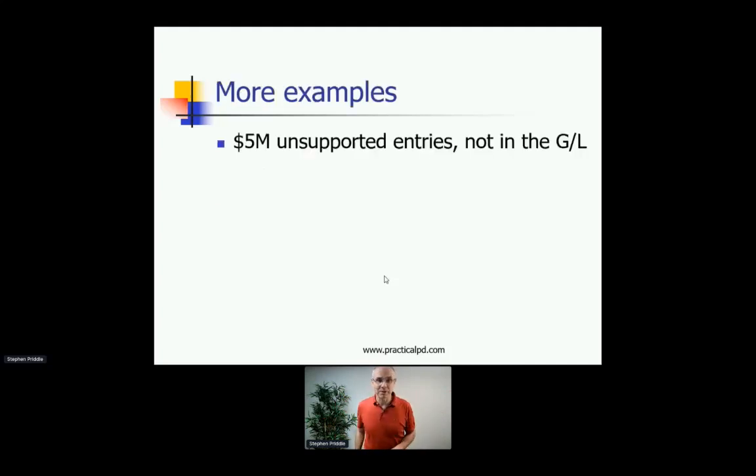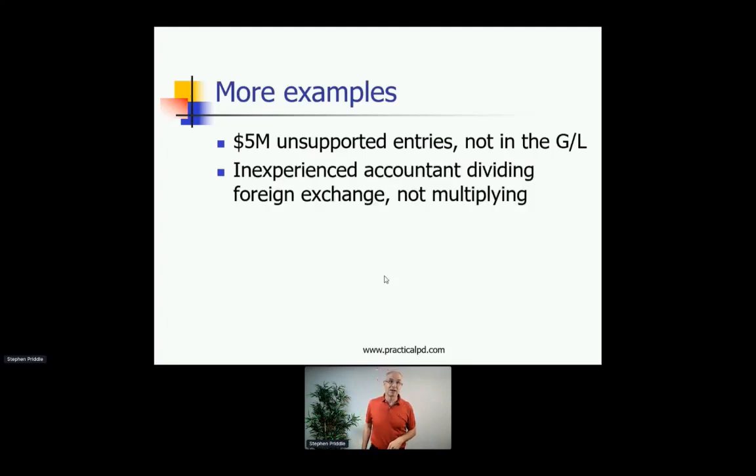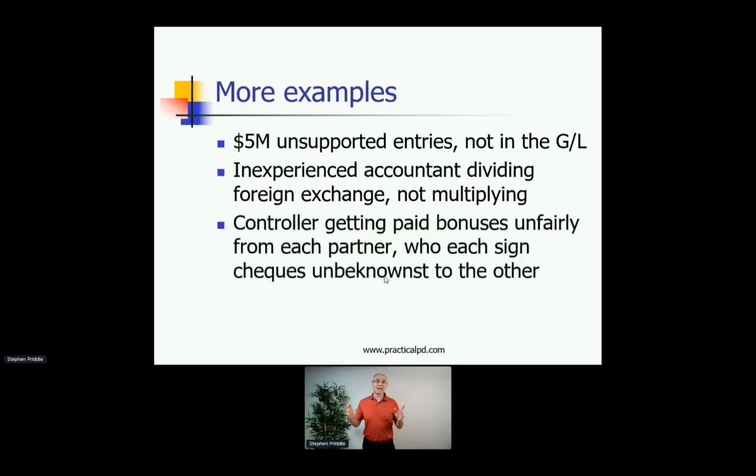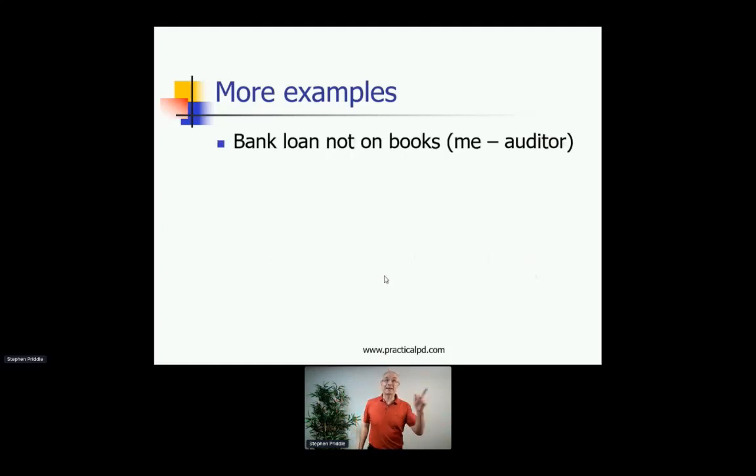$5 million unsupported, not in entries, not in the GL. Inexperienced accountant divided in foreign exchange, not multiplying. 40 million US divided by 1.3 equals Canadian. Do that for a while, you have some serious issues. Controller getting paid bonuses unfairly from each partner who each signed checks unbeknownst to the other. Bank loan not on books.